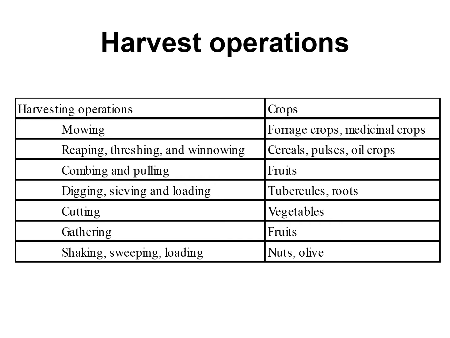The type of operation required for harvest will depend on the crop and the harvested organ. For instance, we will use mowing, in other words, cutting, for forage crops and medicinal crops. We will do reaping, threshing, and winnowing for cereals, pulses, and oil crops. For fruits, we will do combing and pulling, and for tubercules and roots, we will apply digging, sieving, and loading. In the case of vegetables, mostly we will apply cutting, and for manual harvesting of fruits, we will do gathering. For nuts and olives, we apply shaking, sweeping, and loading.